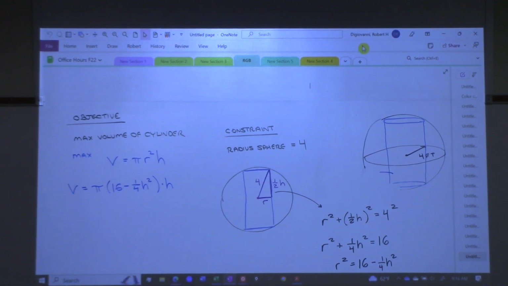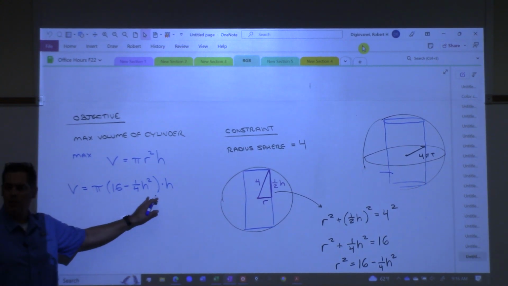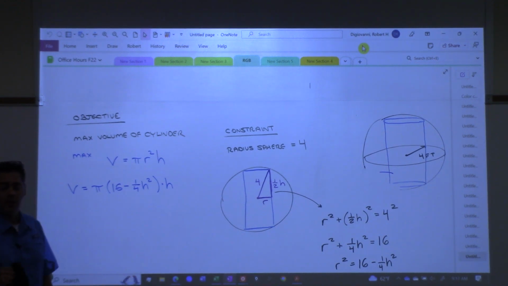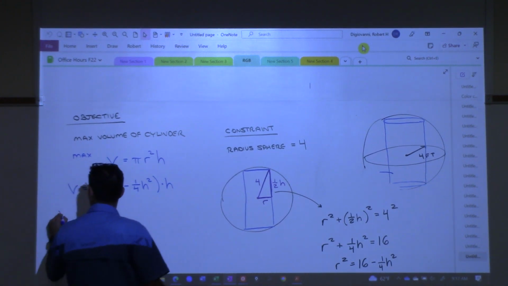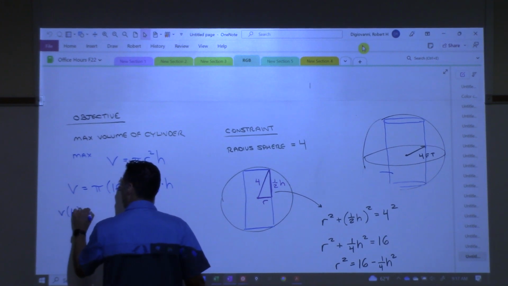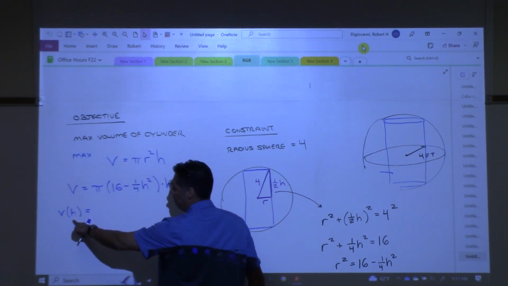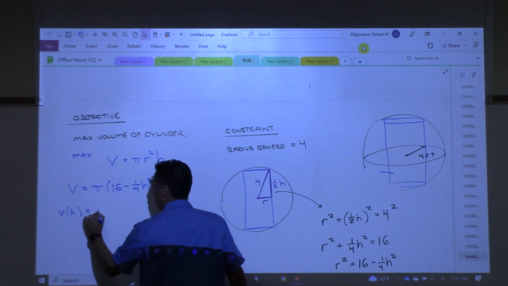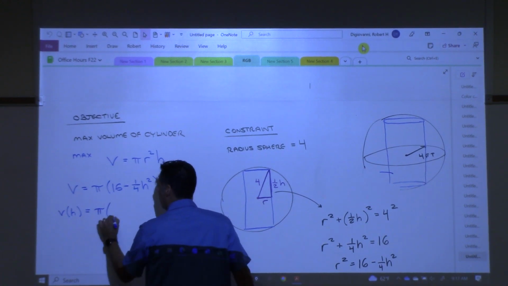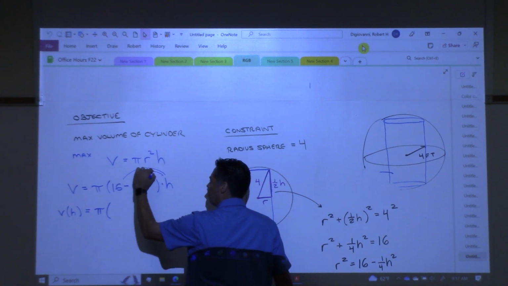No? Sure. Is the volume now dependent on one variable alone? Yes, right? Just depends on h. So you give me h, I give you the volume of the cylinder. So now I can look at the volume as a function of a single variable h. So I'm just changing the notation to let everyone know I've got it to a function of a single variable. Then I have pi. And then what I'm going to do is I'm going to go ahead and just distribute the h through here.